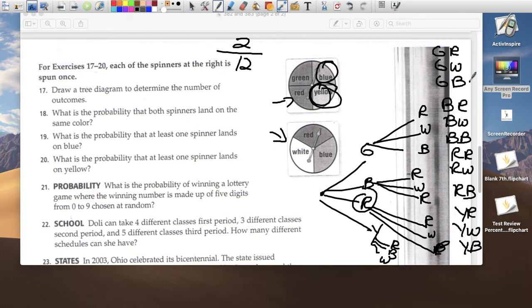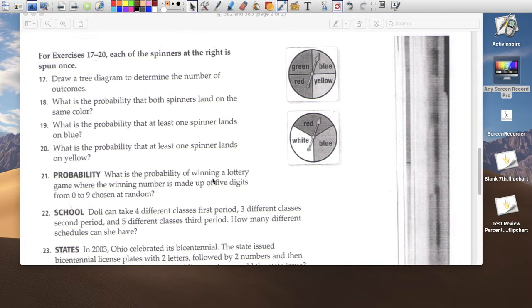What's the probability that at least one spinner lands on blue? Well, there's 1 here. 1, 2, 3, 4, 5 of them had a blue on it. 5 out of 12 for number 19. And what's the probability that at least one spinner lands on yellow? Well, yellow would be 3 of these, right? The bottom 3, 1, 2, 3. So 3 of them have a yellow, so it'd be 3 out of 12, or 1/4 of the time.